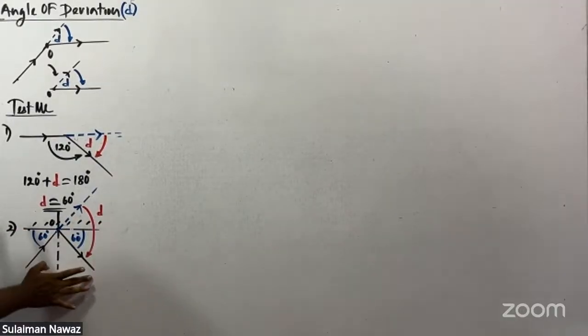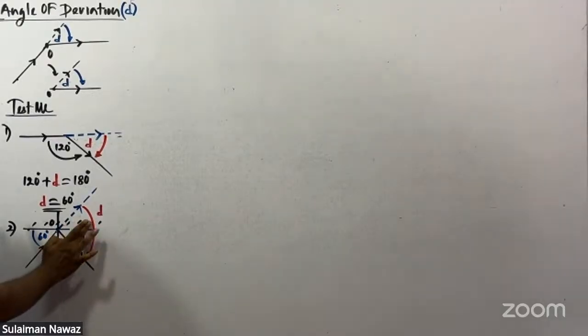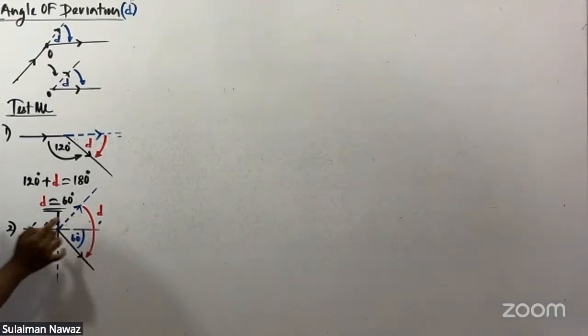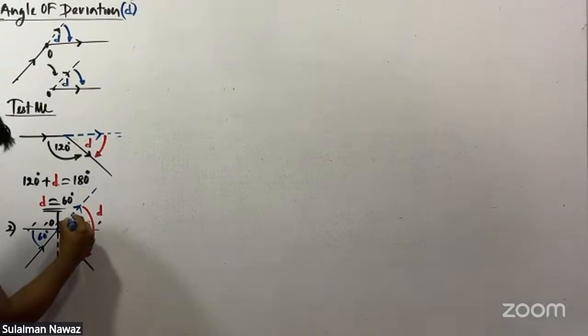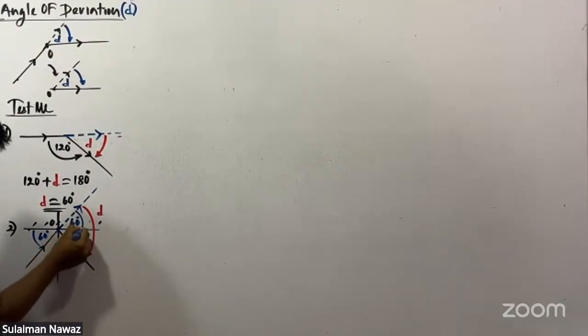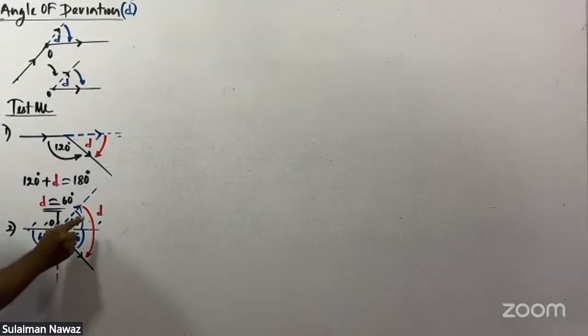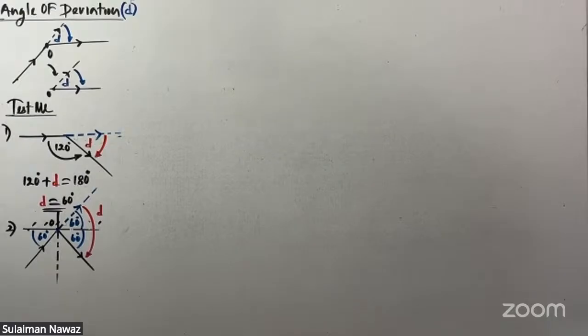So how can I find this simple D? Just consider this angle is 60. From vertical opposite angles, we all know that this angle is also 60. Then I understand that simple D means 60 plus 60, 120. Simple D is 120.